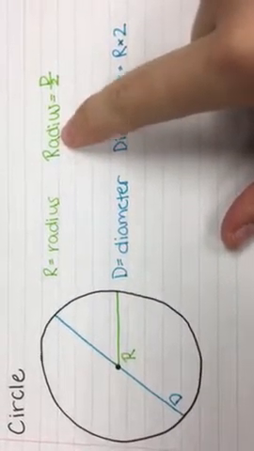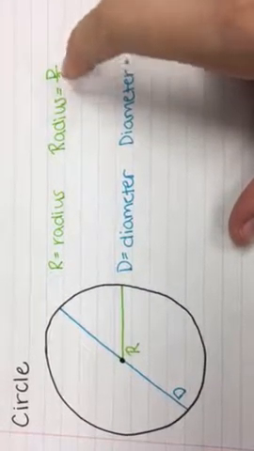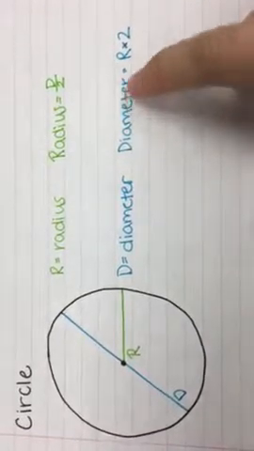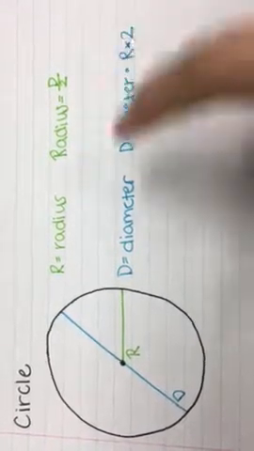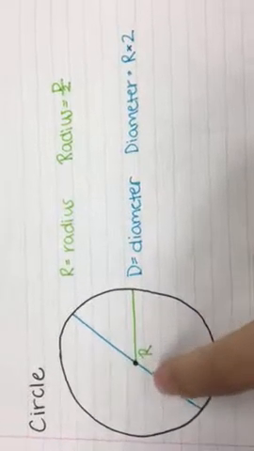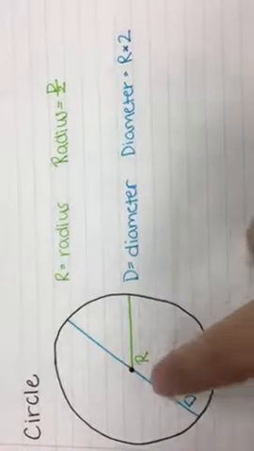Radius is diameter divided by 2. And diameter is radius times 2, because radius is half of the diameter.